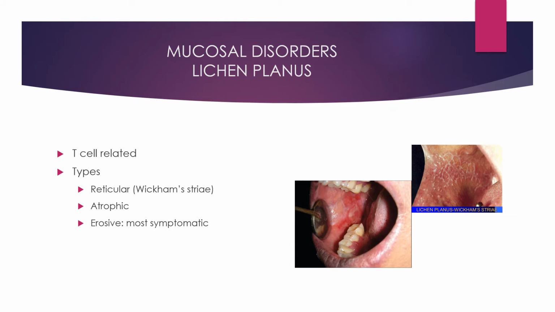Lichen planus is a T-cell related immune defect. There are several types: the reticular, in which the distinctive lesion is Wickham striae, atrophic, and erosive. The reticular form is distinctive due to the pattern it presents. In the main, lichen planus is asymptomatic or only mildly symptomatic. The erosive form is the most symptomatic. It is also considered to be potentially malignant and should be watched with subsequent exams.